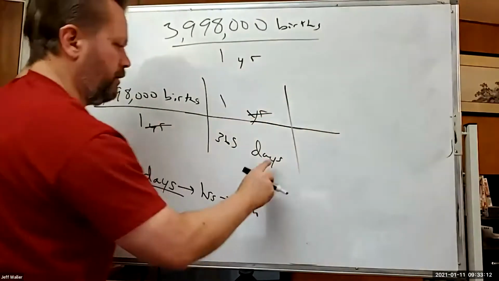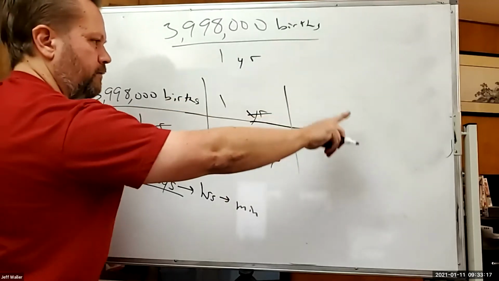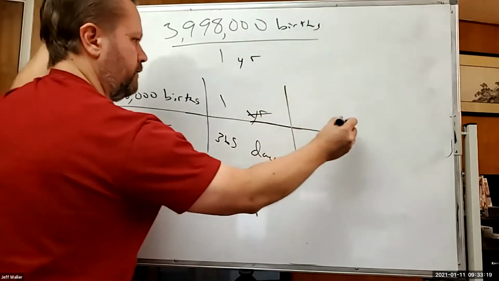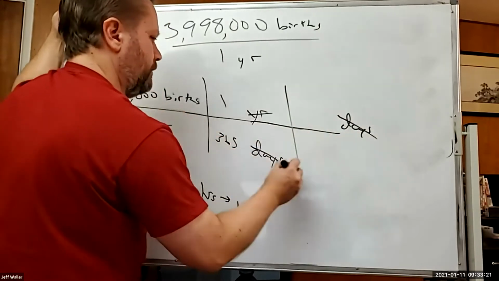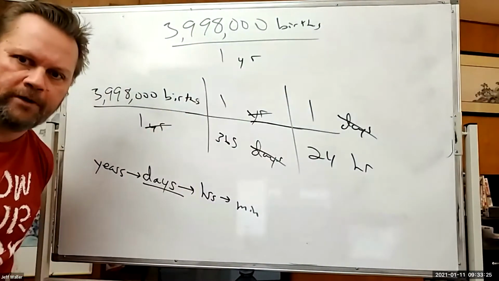I'm not in the right unit yet. So where am I going to put days? On the top, so it dies. And I want to go to hours, so then 24 hours in a day. Now keep going. I'm not going to do the whole problem for you.